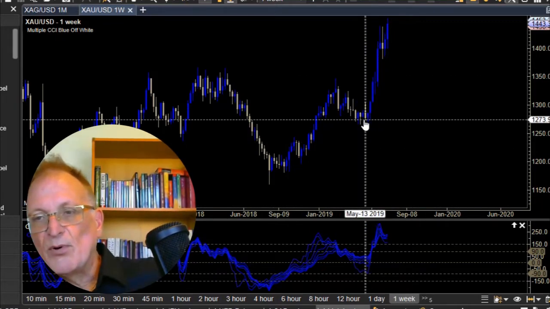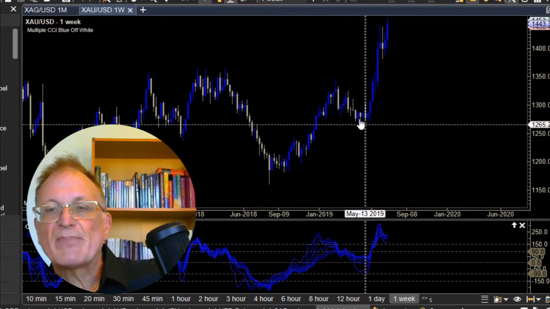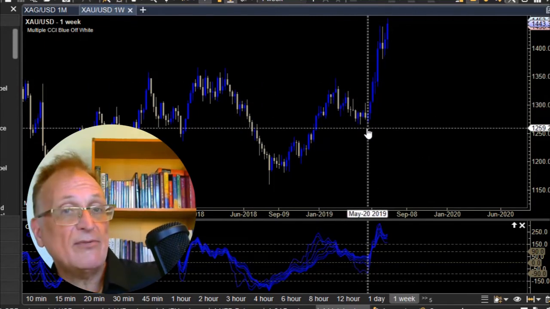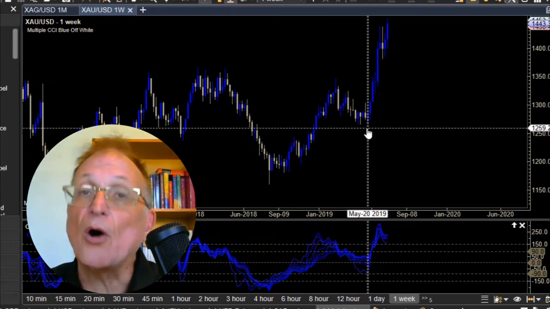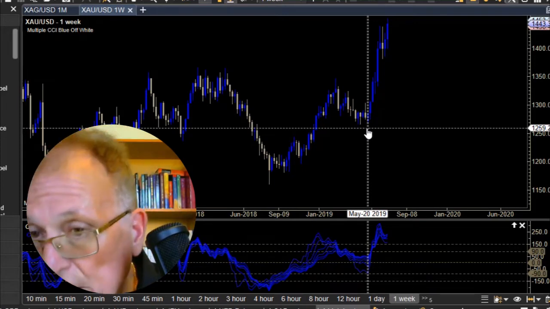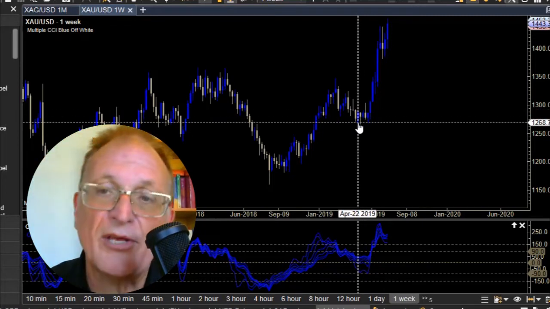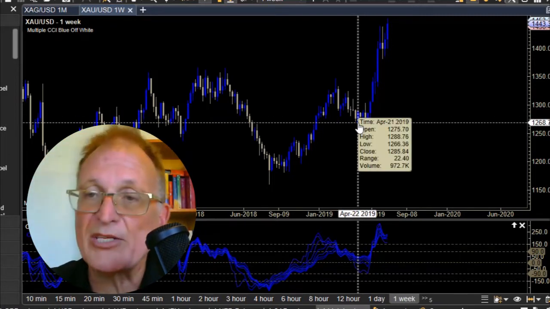So we identified this point. This is the end of a correction. And I could show you exactly how to identify an end of a correction. That's a whole other subject. It would take several videos to show you all the details of how to identify the end of a correction. But you can see right here, this is the end of a correction, and that's what we identified. And that's where you'd want to enter.